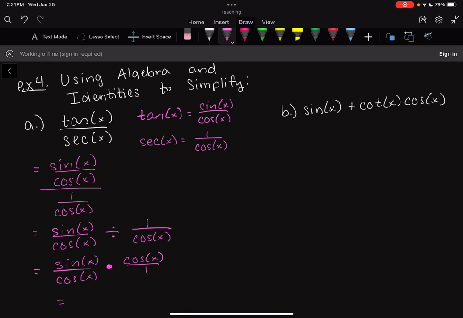I brought this up already in our previous sections, but it's a good review, especially now that you're dealing with trig functions and not numbers. So with multiplication, you can cancel out. We can cancel out those cosines, and we're left with sine x over 1, so just sine x. And we're done. That's what it simplified to. And that's way simpler to deal with than tangent over secant.